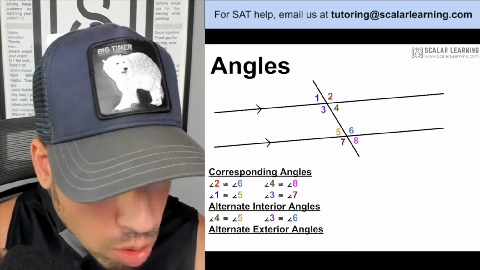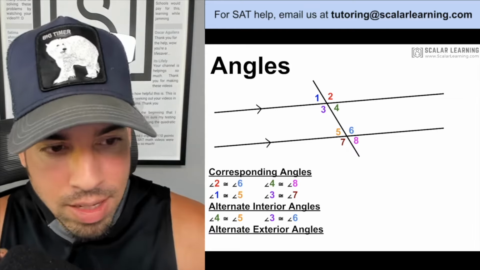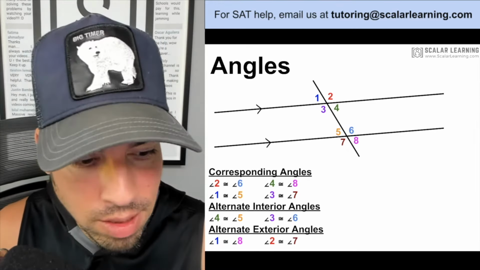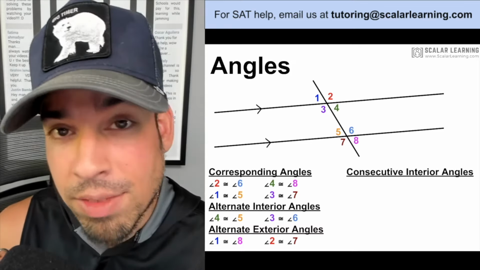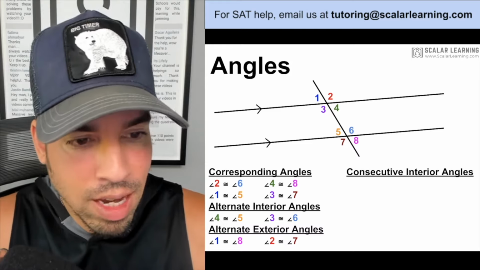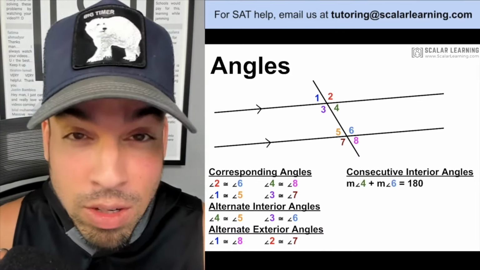Next, we need to know that alternate exterior angles are congruent. Those examples would be on the outsides of those parallel lines, like 1 and 8 and 2 and 7. We also have consecutive interior angles. Consecutive interior angles would be on the insides, but on the same side of the transversal. Now, that would be like 4 and 6, but they're not congruent.